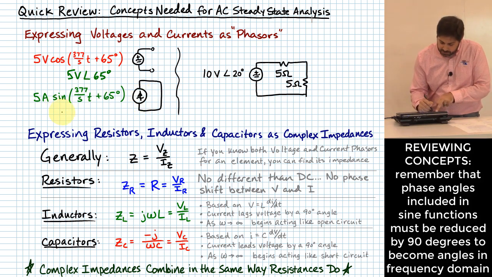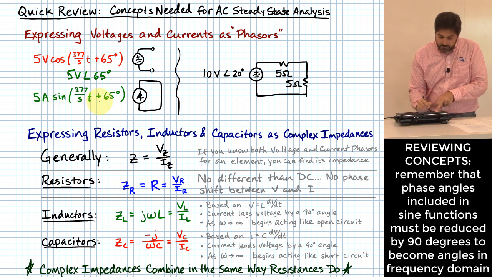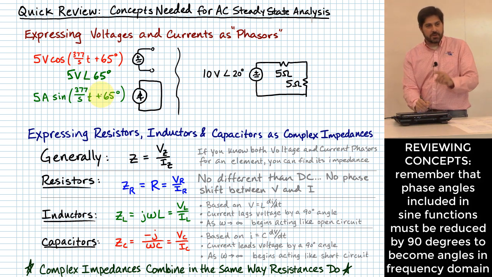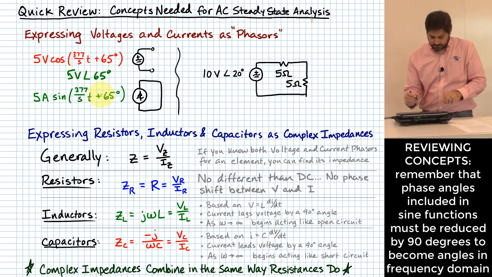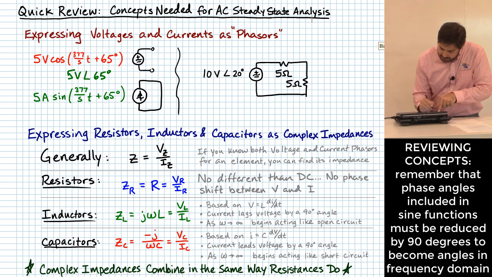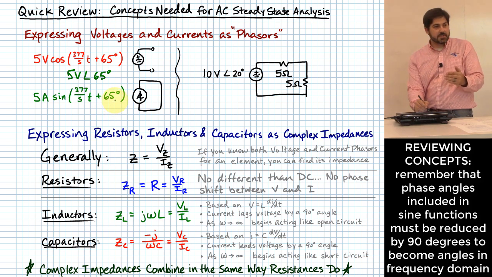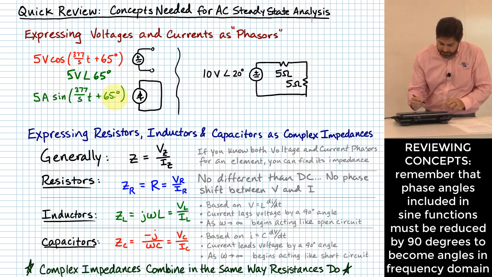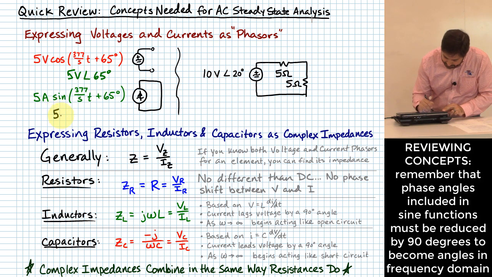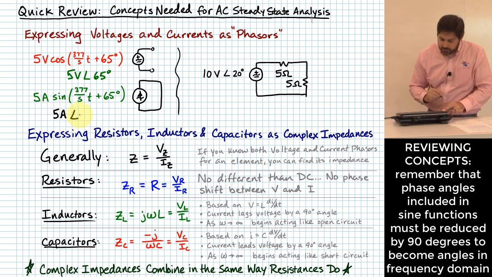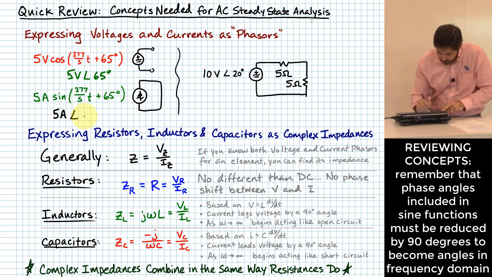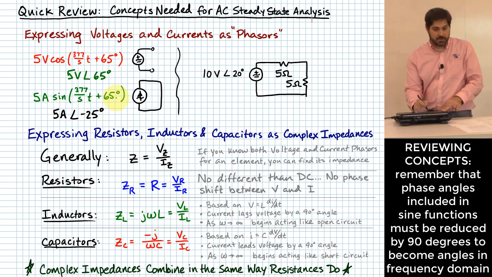The question I have for that current source is, do you do the same thing? Almost the same thing. That's a good answer. What has to change? We need to convert this sine function into a cosine function, and the way you do that is you subtract 90 degrees from whatever you have there. So that gives you 5 amps at an angle of what? Negative 25 degrees, right? All we did there is subtract 90 degrees from 65 degrees, and that gives you negative 25 degrees right there.